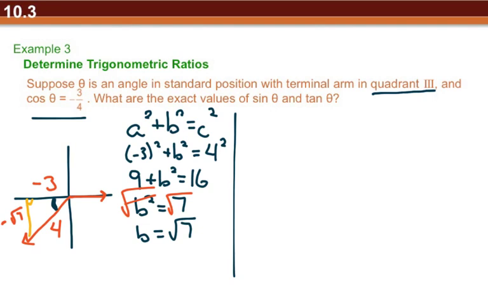Now going to answering the actual question. Sine of theta, opposite over the hypotenuse. The opposite side from that angle is negative root 7. Hypotenuse is 4. Can't simplify that at all. It's perfectly fine to leave root signs on the top, just not on the bottom. So sine of theta is negative root 7 over 4. Done.